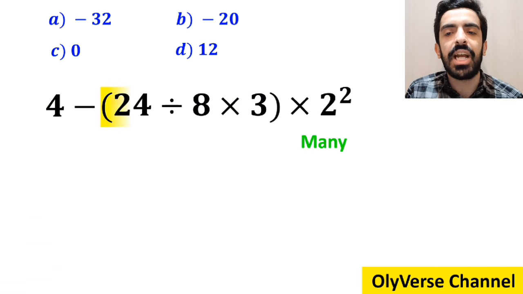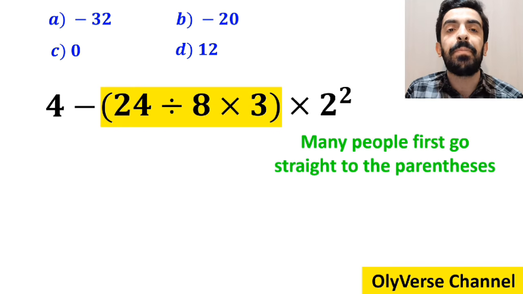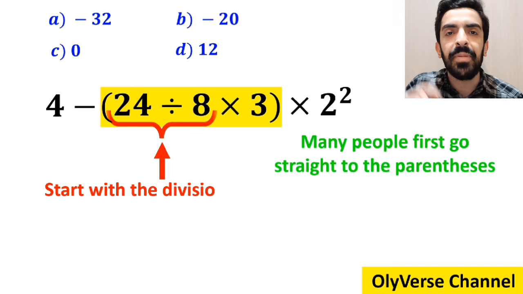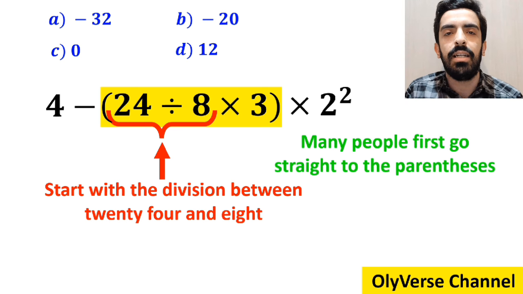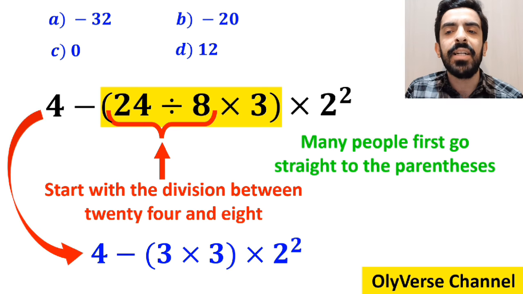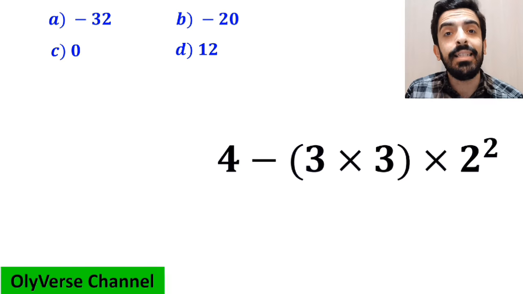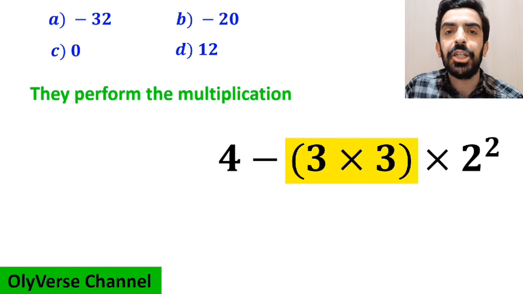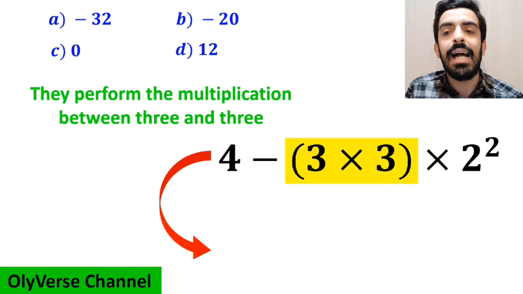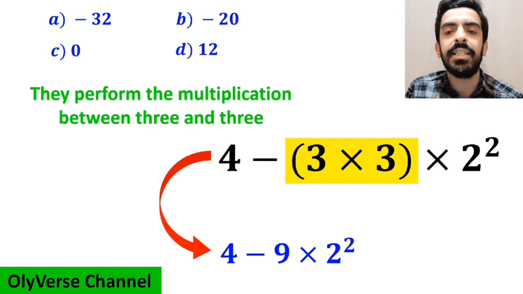To solve this question, many people first go straight to the parentheses and start with the division between 24 and 8. So, they rewrite this expression as 4 minus 3 times 3 inside the parentheses and then multiply by 2 squared. And the next step, they perform the multiplication between 3 and 3 and simplify this expression to 4 minus 9 multiplied by 2 squared.